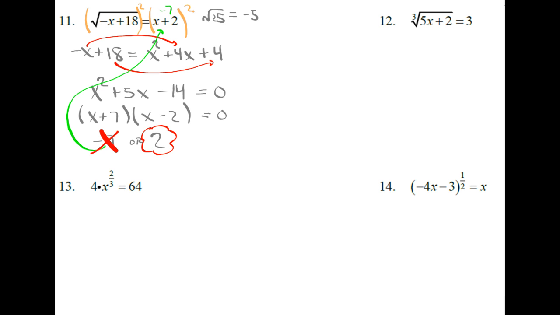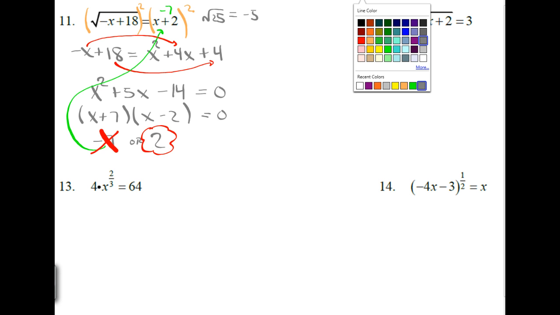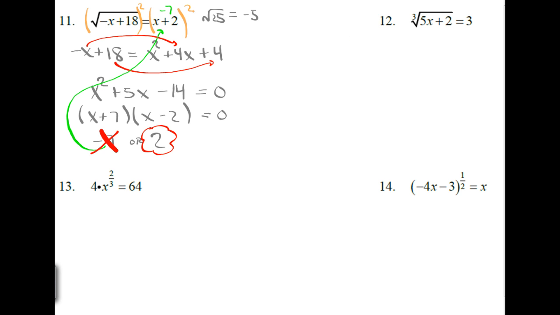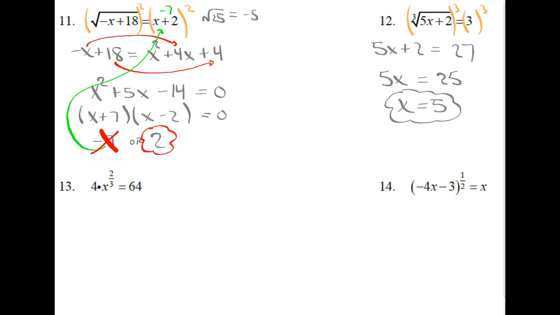Number 12, I have a cubic root. If I am taking the cubic root of something and I want to get rid of that, I'm going to cube it. So I'm going to cube both sides here, and that's going to get rid of the cube root. So I will have 5x plus 2 equal to 3 cubed, which is 27. And this just becomes a linear equation to solve. 5x equals 25, so x is 5. Make sure that doesn't make anything negative. There's no restrictions, so that would be our solution for number 12.